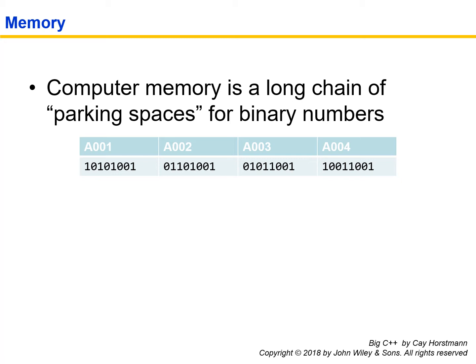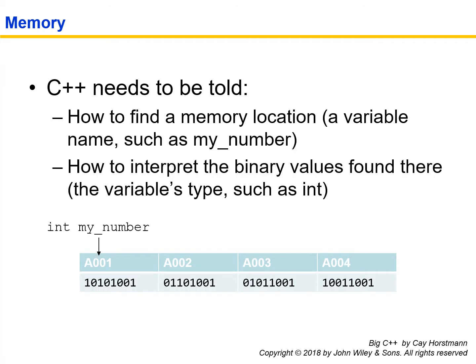So computer memory is a long chain of parking spaces for binary numbers. Imagine we have the memory locations A001, A002, A003, and A004. Each of those locations holds a byte of memory, that is 8 bits, and each bit is either a 1 or a 0, as you can see in this depiction here. All 4 of those memory spaces are necessary to hold a 32-bit integer.